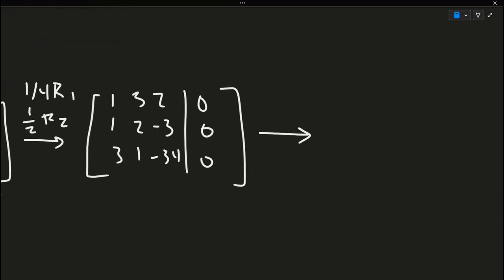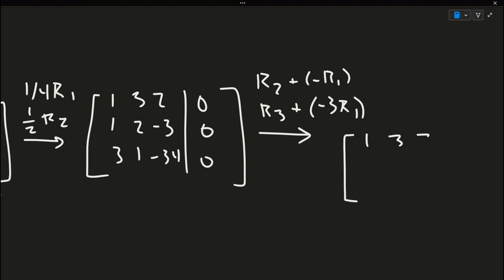Now we can start getting rid of anything below the diagonal pivots. So in row 2, we're going to add negative row 1. And then in row 3, we're going to get rid of that 3 by multiplying row 1 by negative 3, because 3 plus negative 3 is 0. Anyway, this gives us this new matrix.